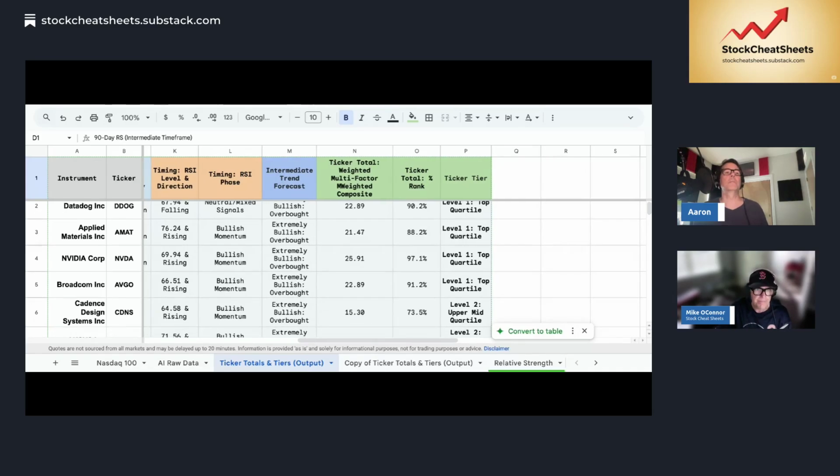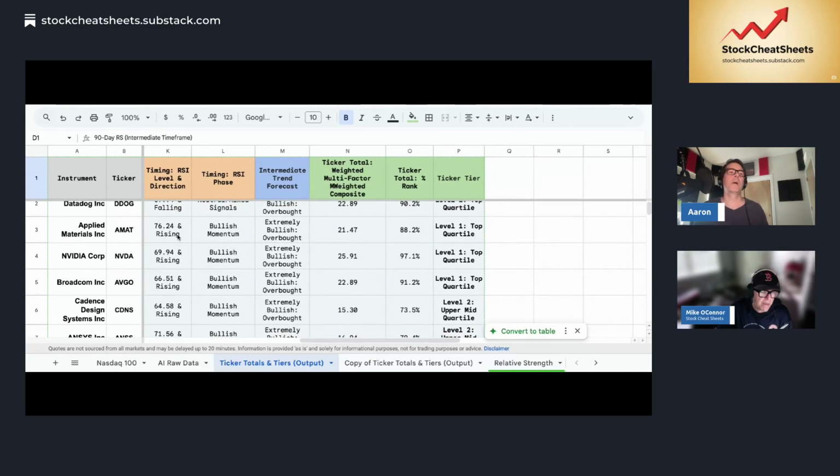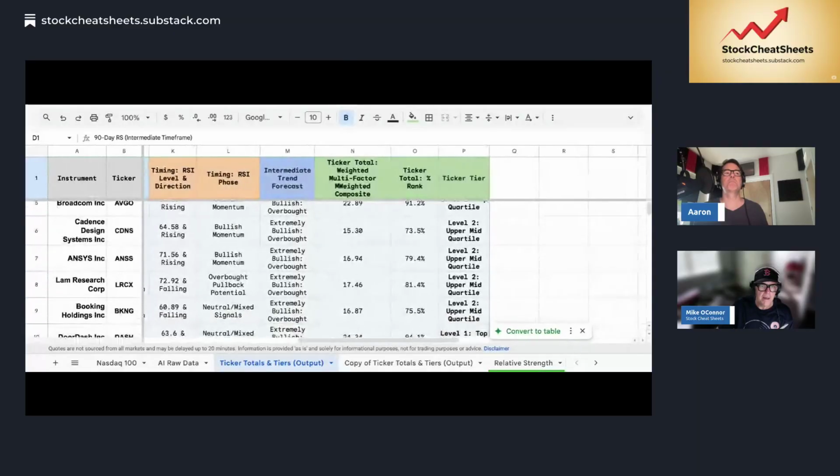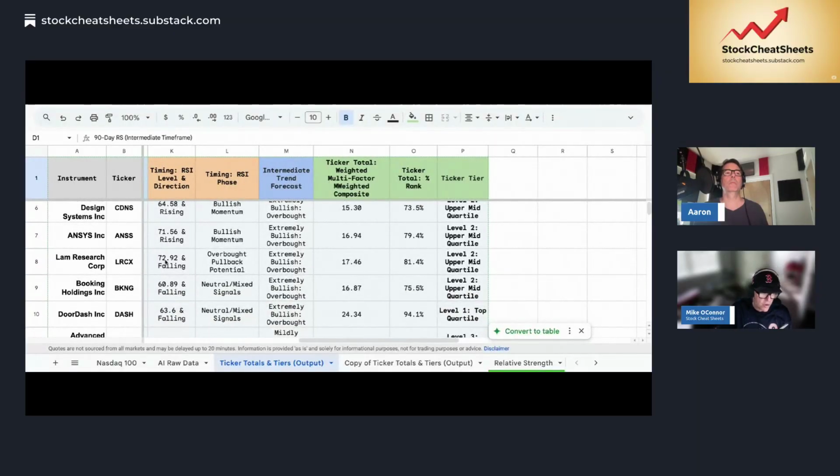Yeah. So anything that's 50 and rising, bullish momentum. Some might argue that above 70, the RSI is overbought and we shouldn't call it bullish momentum, but I would disagree. I think the RSI can stay overbought for quite some time and price can go up a lot. So as long as it's rising and above 50, bullish momentum. 100% agree with that. However, once you're above 70 and rolling over, overbought with pullback potential, right?